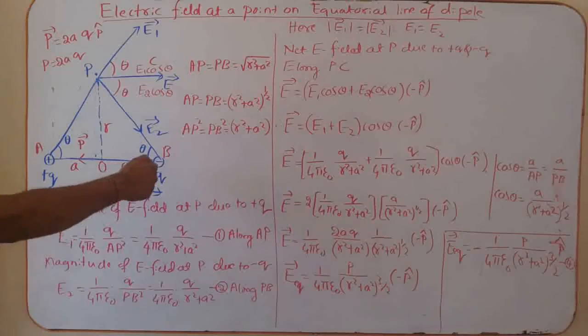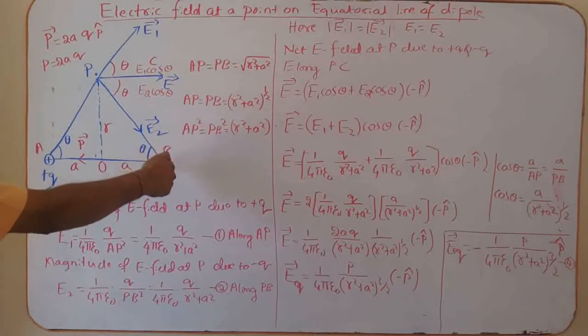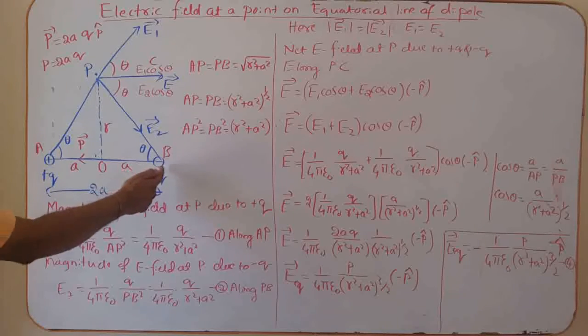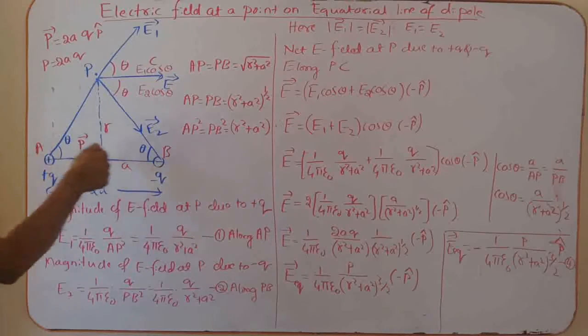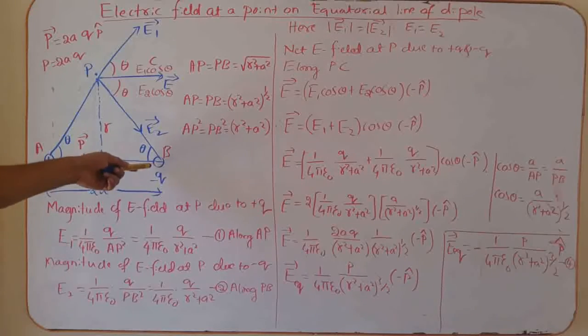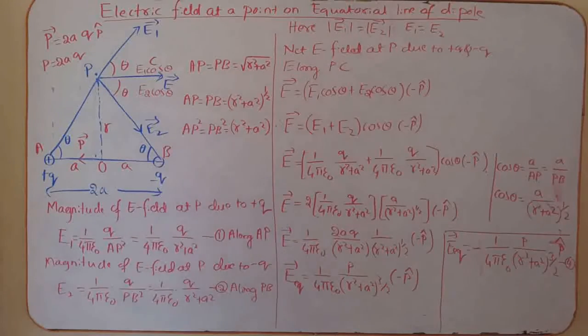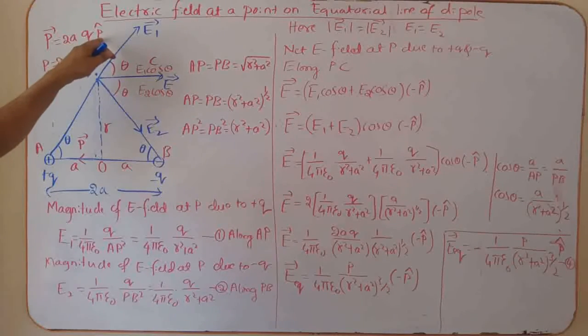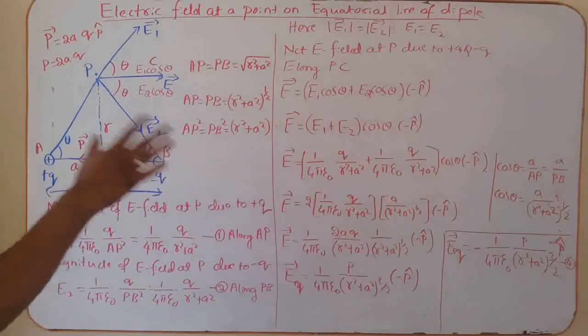Now see here, the direction of the dipole moment is from negative to positive charge, in this direction. This is the direction of the electric dipole moment. Electric dipole moment direction is from negative to positive charge. Now p is equal to 2a into q into p cap, the dipole moment. It is in the vector form. Its magnitude is 2aq.